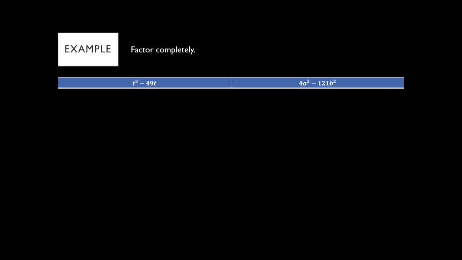So these all say factor completely, and so we're going to all have to look, is there a greatest common factor that we can factor out, especially if it doesn't look like it's a difference of squares. So like the example on the left here, we have t cubed minus 49t. It's not a difference of squares because we have t cubed, and in order to be a square, it has to have an even exponent, and that's odd. But we can factor out the greatest common factor, which is going to be t.